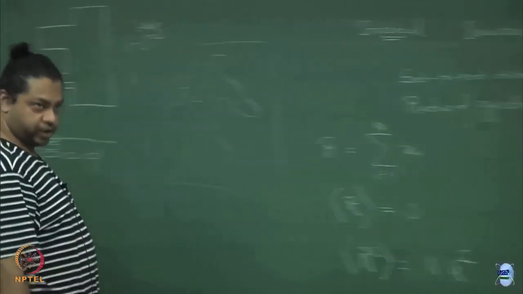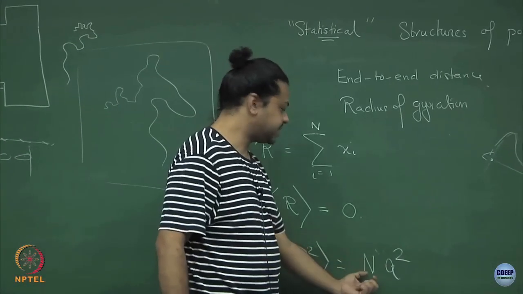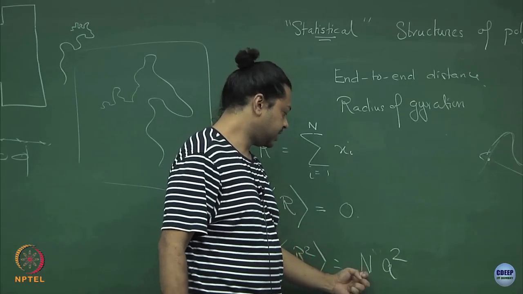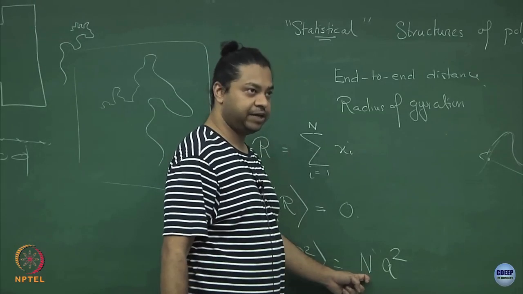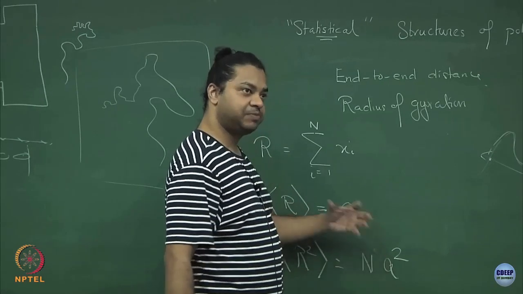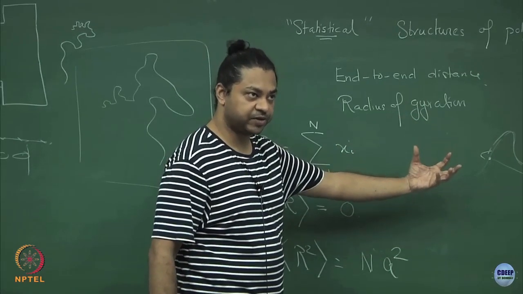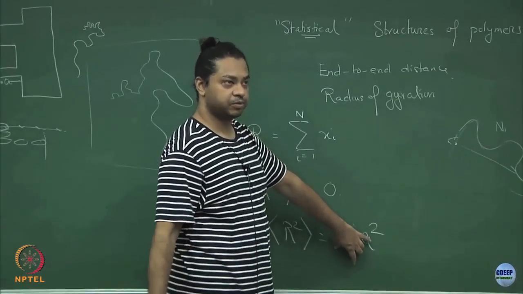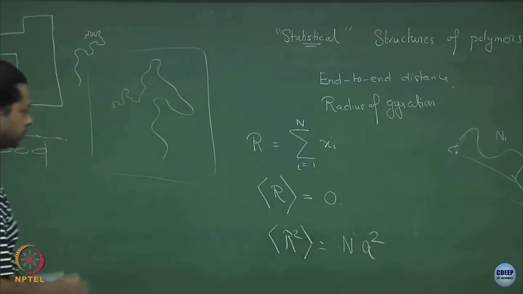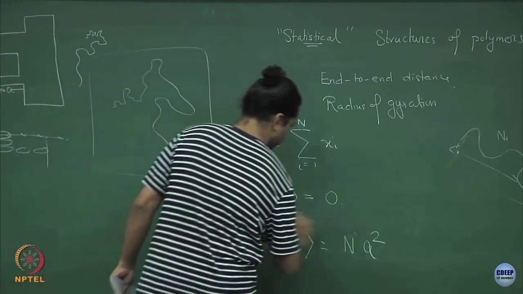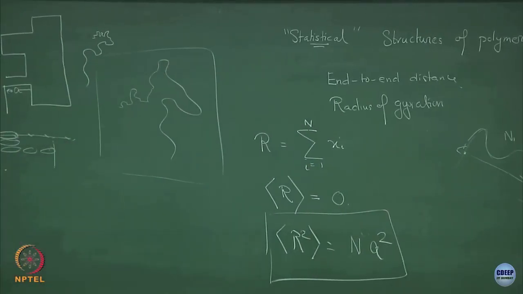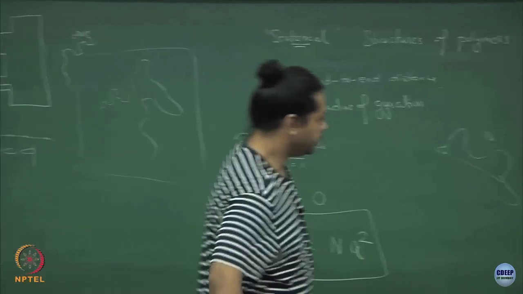N into step length square, right? So if you think about the correspondence, this N is like my time. In my space diffusive walks, R square grew as time. Here, that time is replaced by the number of monomer links that I am keeping or placing. So, R square would grow as the number of monomers that you have in your polymer. So, my R square would be N times A square. Okay. So, this is exactly similar to what we do in diffusion.